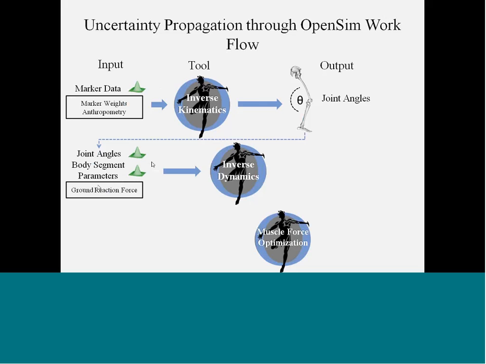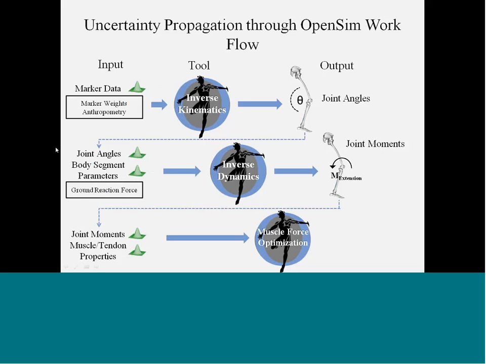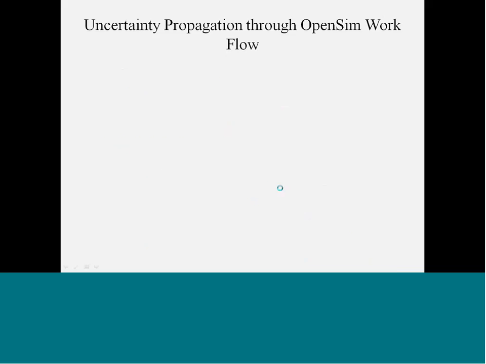So again, these are those sources of uncertainty here that then go through and you calculate joint moments that then become the input into muscle force optimization along with your muscle tendon properties, and finally get to muscle forces. So you can see how any source of uncertainty along this chain can propagate from one stage to the next.